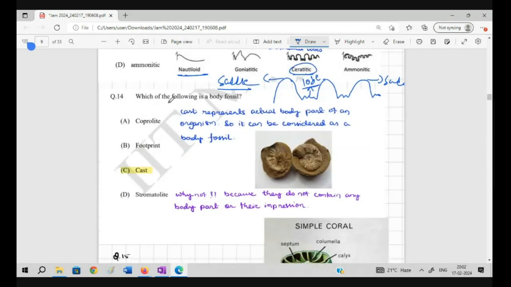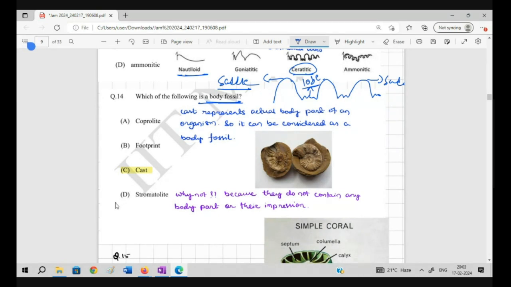It is asking which of the following is a body fossil. At first, let me remind you, fossils are broadly of two types: body fossil and trace fossil, or ichnofossil. In the body fossil, the whole body of the organism is preserved, but in the trace fossil, the activity of the organism is preserved. Among the following options, if you see, it will be option D.